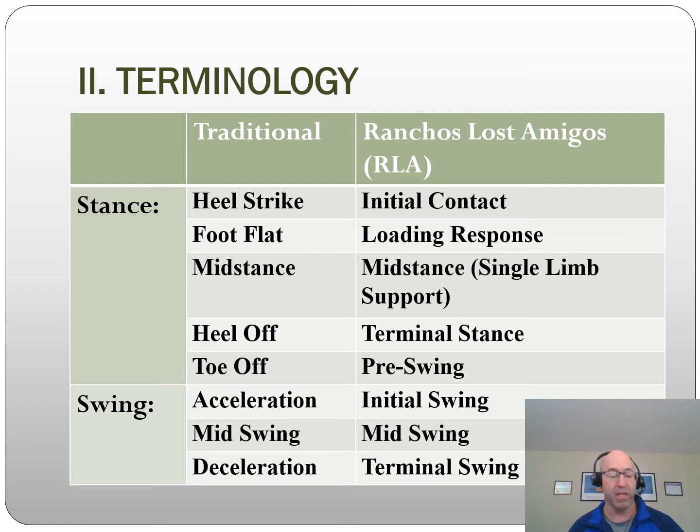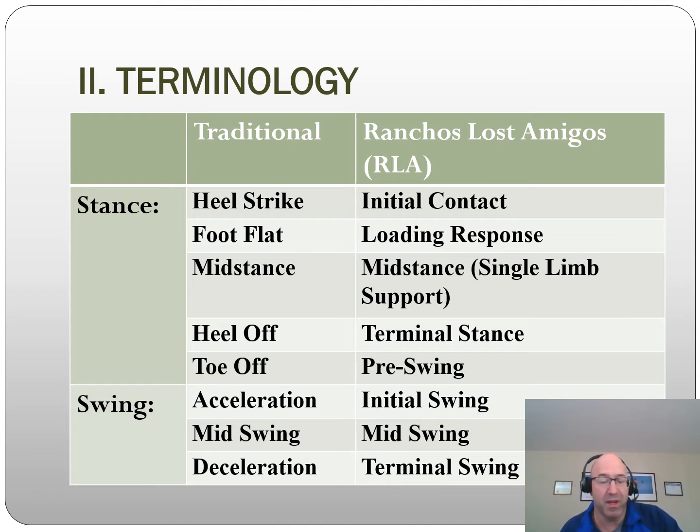Some of the terminology here that you're going to need to know, and this is that slide I was referring to, you're probably going to want to make flashcards for these. Kind of like manual muscle testing, there are two scales that are used for defining these different phases: the traditional and the Ranchos Los Amigos. That should say Los, not lost, sorry. Ranchos Los Amigos, or RLA. These are the same things, but they have different names for their different phases, okay? You should know both terminologies.